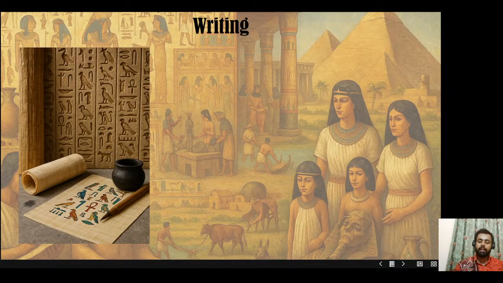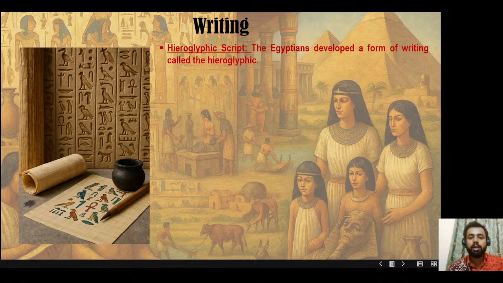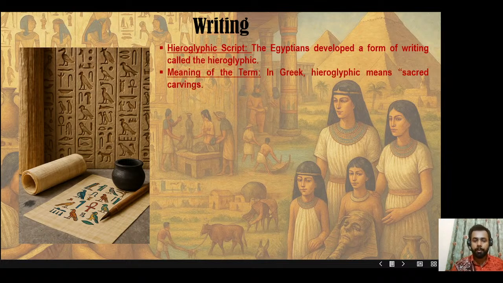So, how were their writings? This script is known as the hieroglyphic script. The Egyptians developed a form of writing called hieroglyphic. So their form of writing is hieroglyphic writing and their script is called the hieroglyphic script. This was the typical feature of Egyptian civilization. The Sumerians or the Mesopotamians had cuneiform script, whereas the Egyptians had hieroglyphic script.